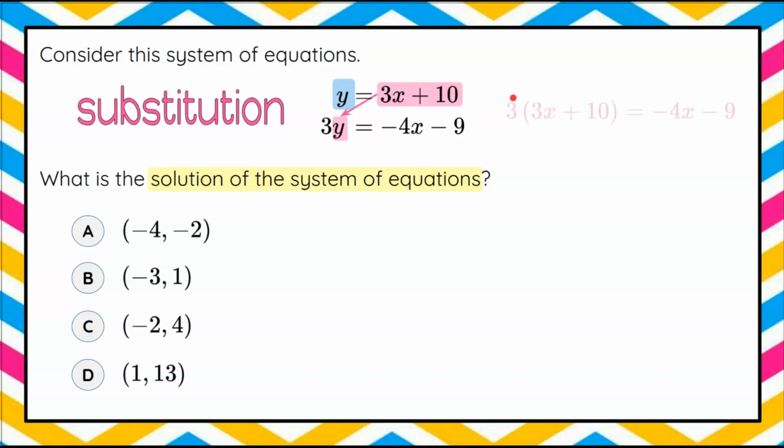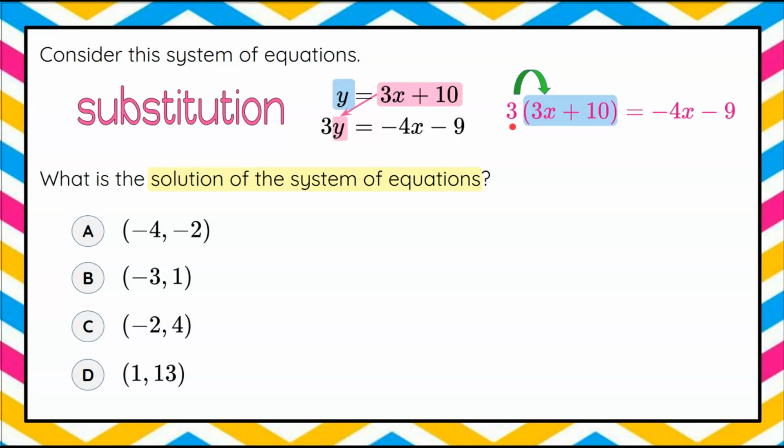So let's do that over here. 3 times y, which I know y is 3x plus 10, equals negative 4x subtract 9. Since I know there's a relationship in the system, y is equal to 3x plus 10, I evaluate for this y to be 3x plus 10. All right, now let's solve this equation.